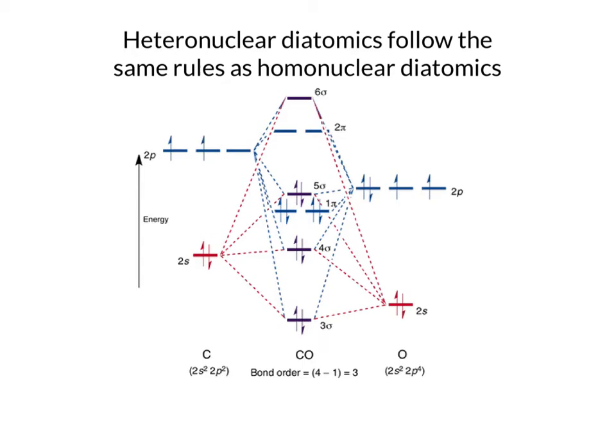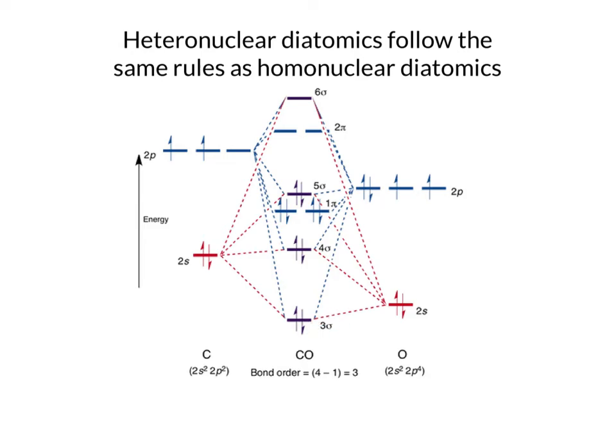So the energy levels are a little bit more difficult to figure out when you have heteronuclear diatomics, but you can reason out, for the most part, which orbitals are going to mix based on how far apart in energy they are. So if we know that the order of the energies of the molecular orbitals for carbon dioxide are as shown here, we can write out a molecular electronic configuration just like we did for homonuclear diatomics, and we can determine a bond order.